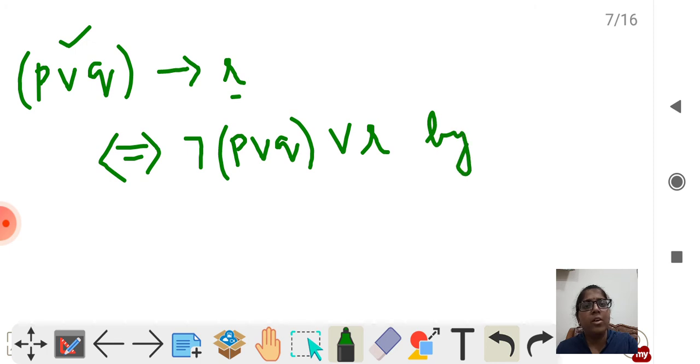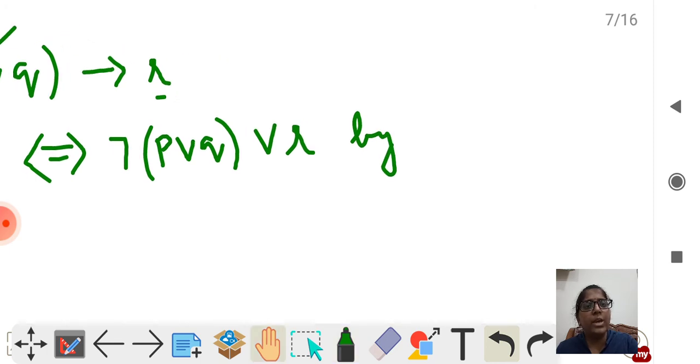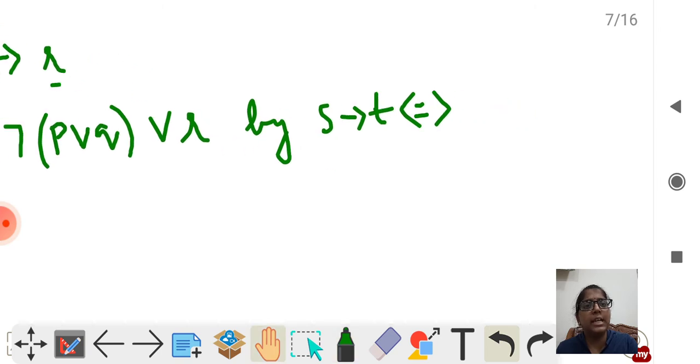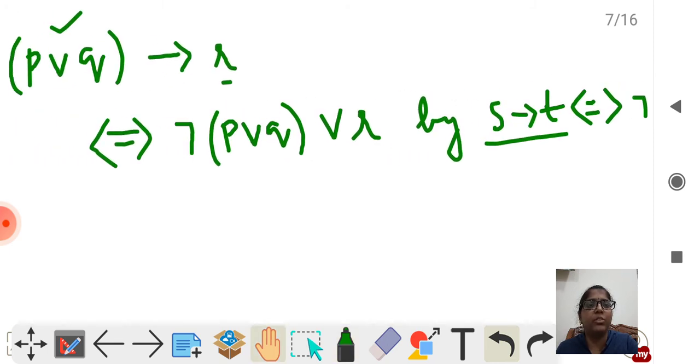So by what we have, how can we write? If you have S implies T, then it is logically equivalent to, what is the first statement? It is negation S or T, which is logically equivalent to the implication statement. So by the same result we got this: negation P or Q. Now we have to negate the statement and simplify it.